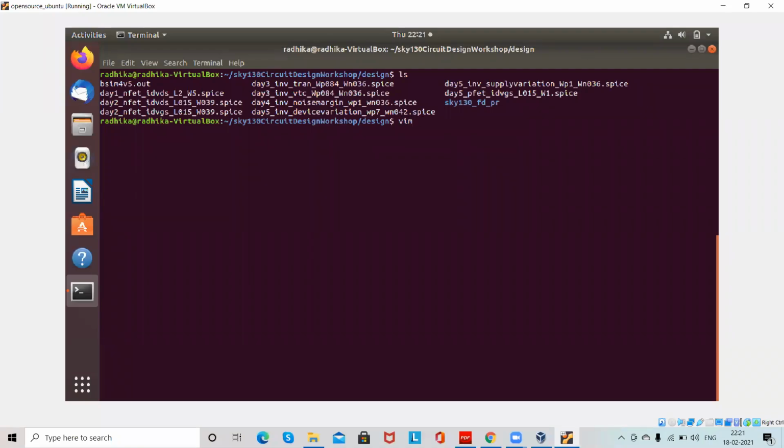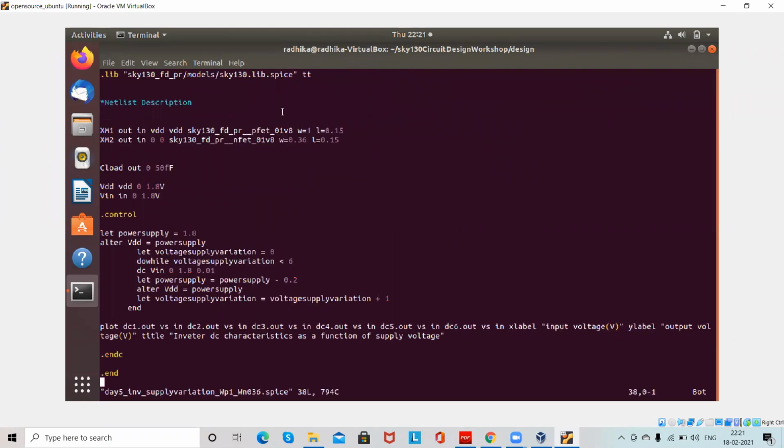Now to calculate the supply variation, let's go to the spice file. If you can see, we are taking the PFET to NFET W by L ratio to be 2.77, and initially we are considering a supply voltage of 1.8 volts, and then we are changing the supply voltage with a difference of 0.2, and we are doing it for 6 iterations. We are observing six values, and we are sweeping input voltage from 0 to 1.8 with a step of 0.01.